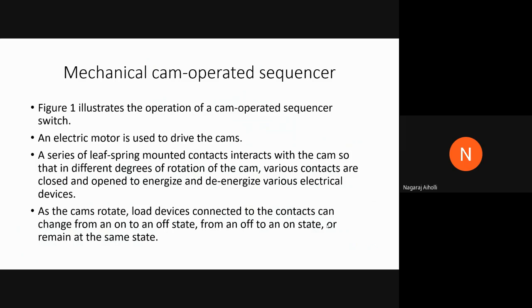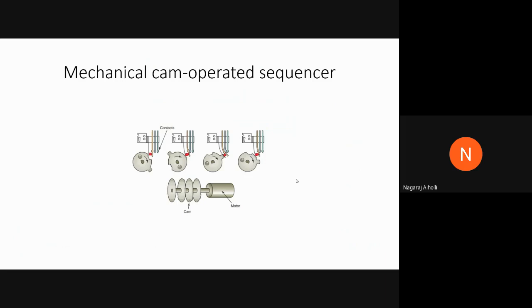Here, the mechanical cam operated sequencer. This is nothing but a motor which drives a series of cams. So you can see here there is a motor which is driving a series of cams. Then these cams have contacts, right? They have leaf contacts. These are called leaf contacts. And when these contacts come in contact with the cam, the circuit gets closed, and the load which is connected will be driven by the output of the cam.